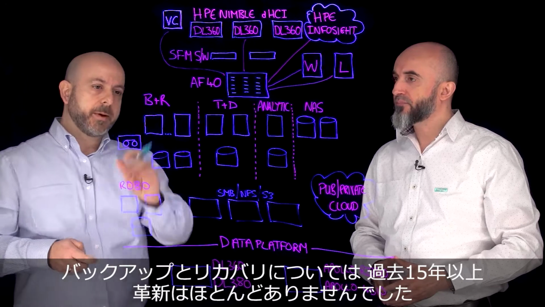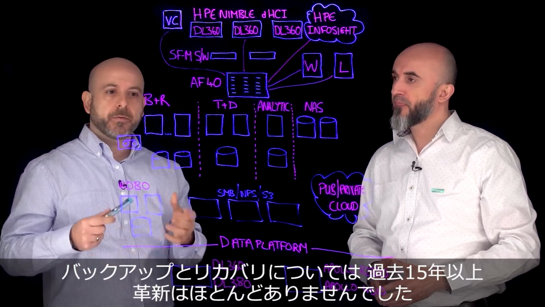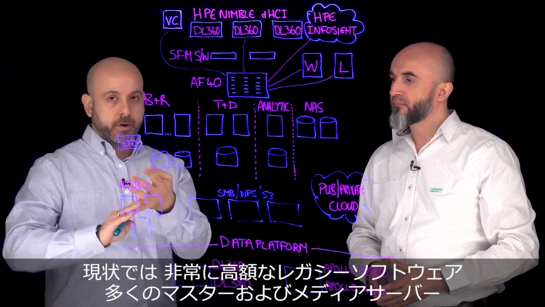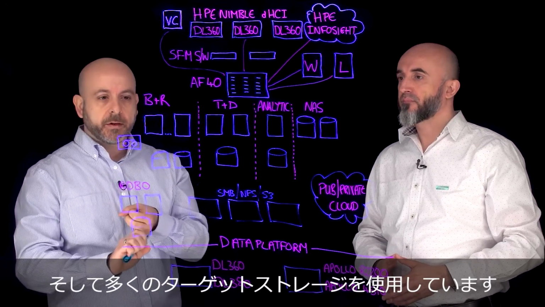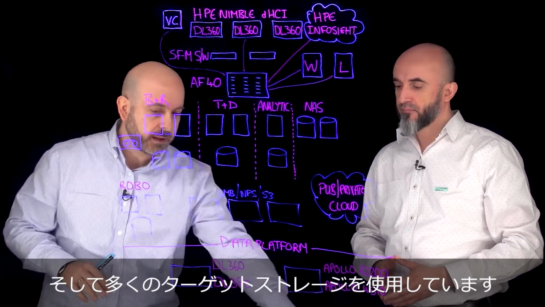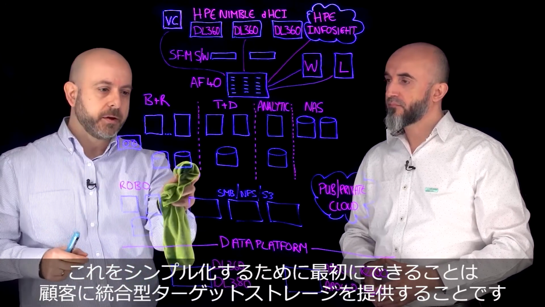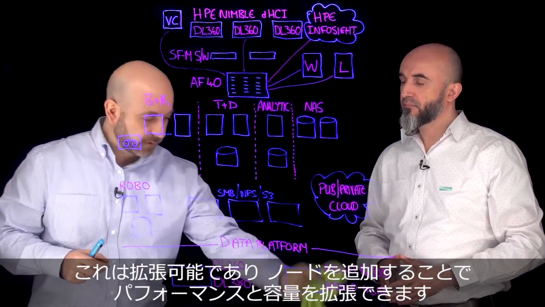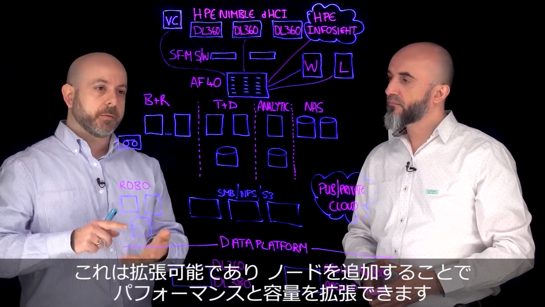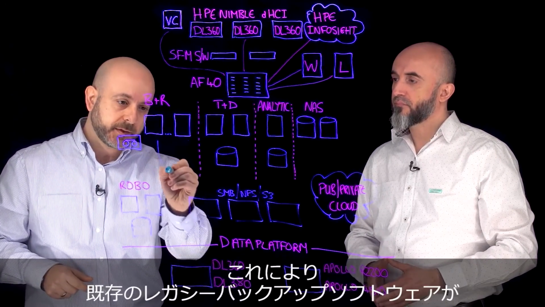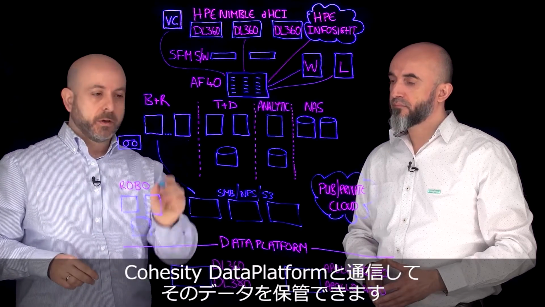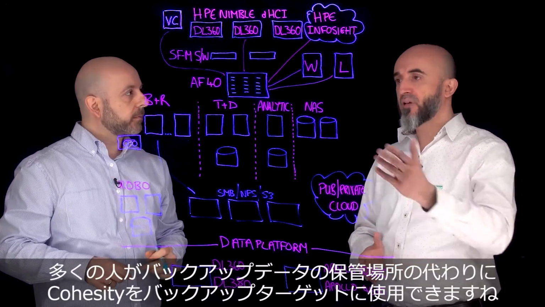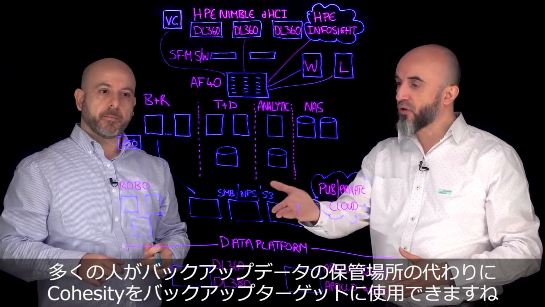Sure. So when it comes to backup and recovery, there's been very little innovation for the past 15 years or so. We have this situation where we're using legacy software, which is very expensive, with lots of master and media servers, and lots of target storage as well. Now, the first thing that we can do to help simplify this is give customers a consolidated target that is scalable. So as you add nodes, you can scale performance and capacity. And this gives existing legacy backup software the ability to communicate and store its data on the Cohesity data platform. Excellent. So in this case, folks out there know now I can take out my backup repository and use Cohesity for my backup target.